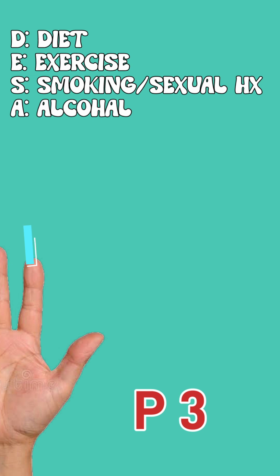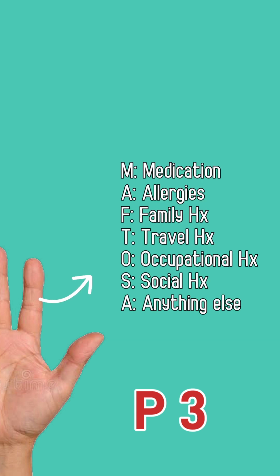P3 also has two very important components. The first one is DESA, in which you ask the patient about his diet, exercise, smoking and sexual history, and alcoholism. The second component is MAFTOSA, in which you ask the patient about any past medication, any allergies, family history, travel history, occupational history, social history, and anything else he wants to tell you.